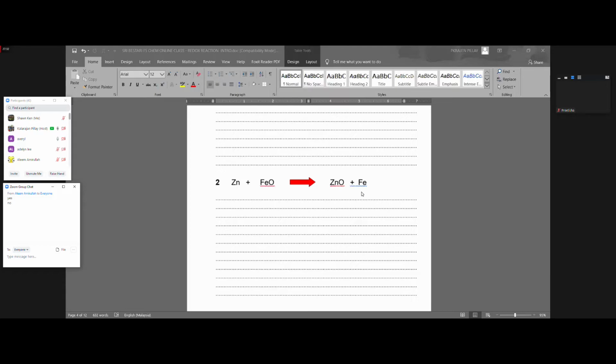Now we only have 2 more things. Identify the oxidizing agent and the reducing agent. We'll try with Alicia. Alicia, continue. Which is my oxidizing and which is my reducing agent, Alicia?